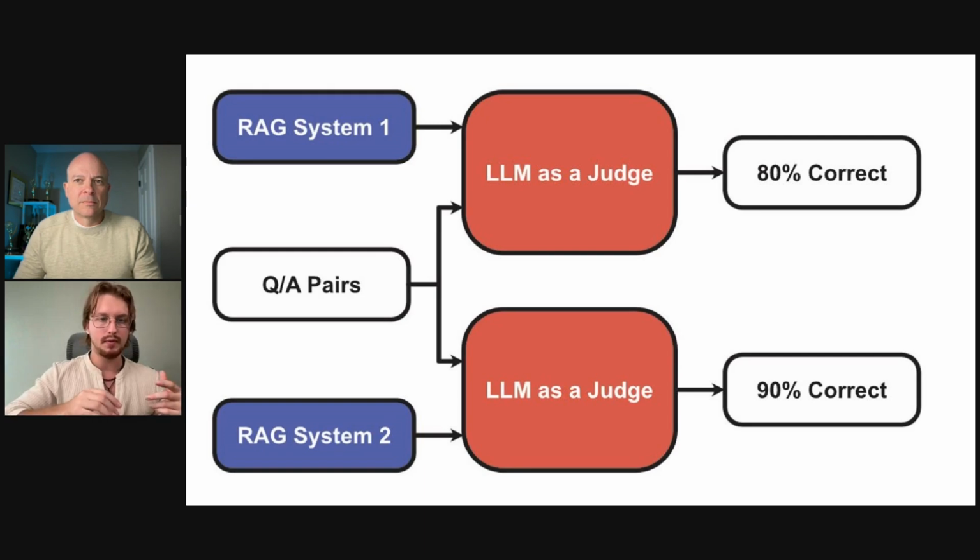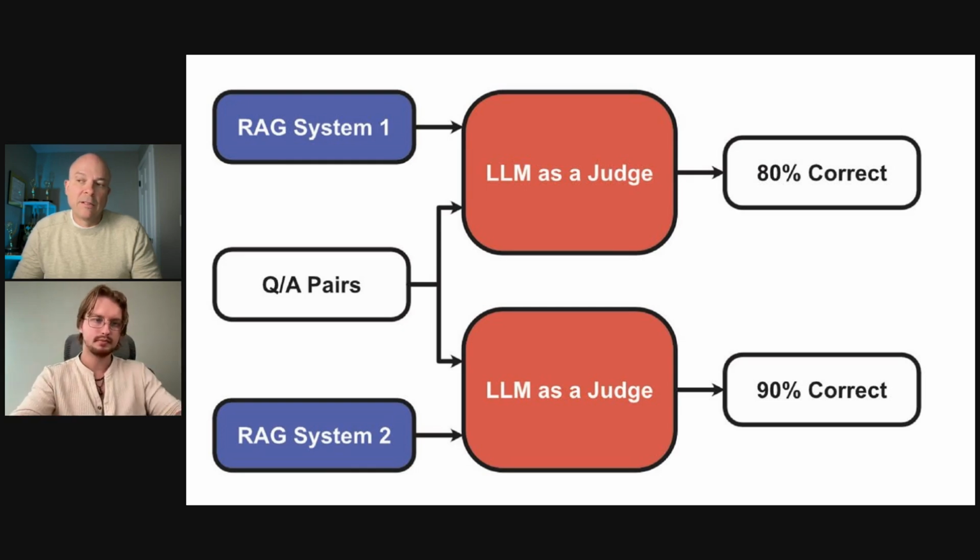And if you have the same LLM judge with the same QA pairs, comparing two different RAG system answers, one might be 80% correct, one might be 90% correct, you can be more confident that in this case, RAG system 2 would be more performant in this use case with these types of questions than RAG system 1. Yeah, it makes a lot of sense to me.